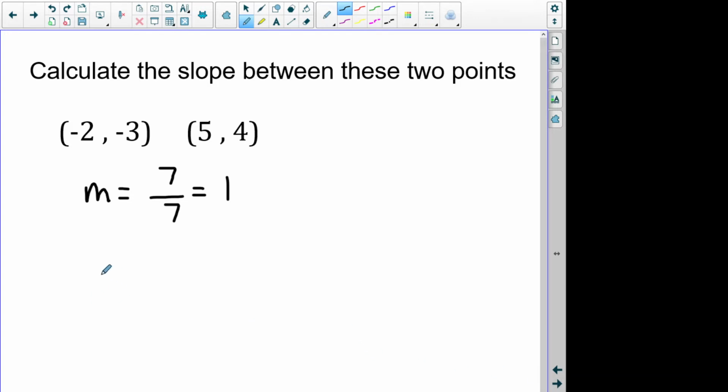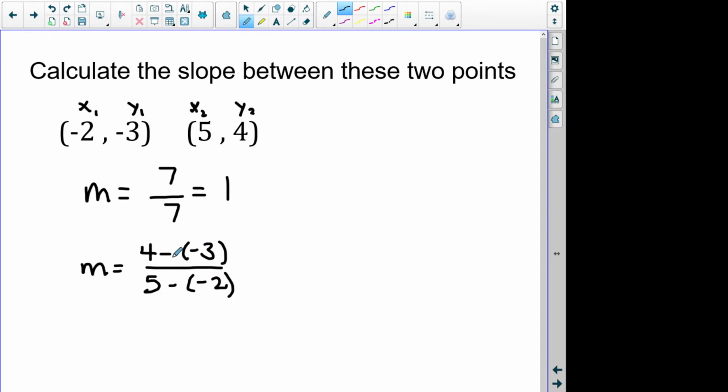If I wanted to plug this into the slope formula, I could say m is equal to y2 minus y1 over x2 minus x1. This is the x for the second point, this is the y for the second point, this is the x for the first point, and this is the y for the first point. And so I'd say y2 minus y1, so 4 minus -3, over, and then 5 is my second x value, minus -2.